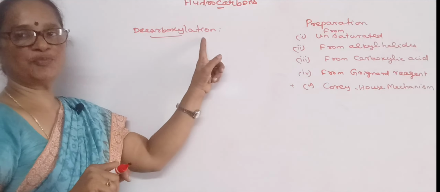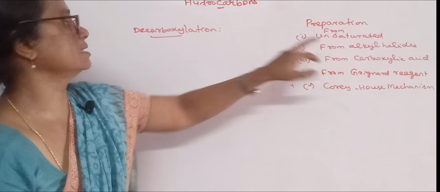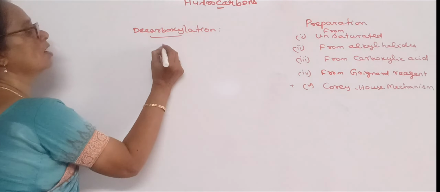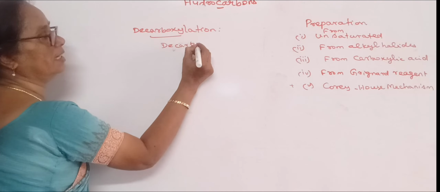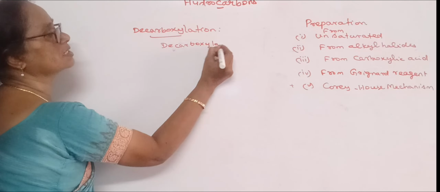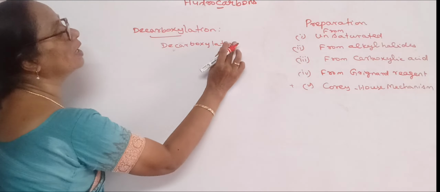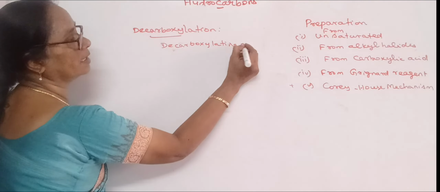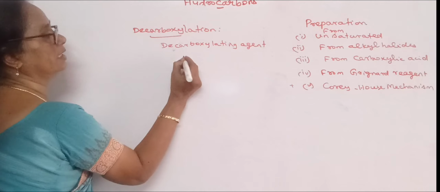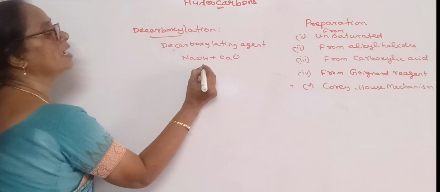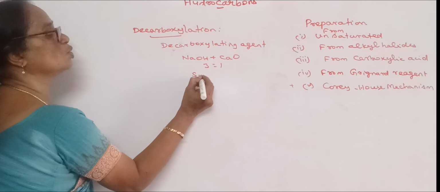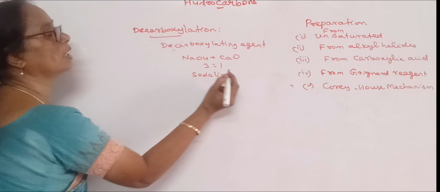The next method of preparation from carboxylic acid is decarboxylation, for which we have to make use of a decarboxylating agent. What do you mean by decarboxylation? That is removal of carbon dioxide. The decarboxylating agent is sodium hydroxide with calcium oxide in the ratio of 3:1. This is said to be soda lime.